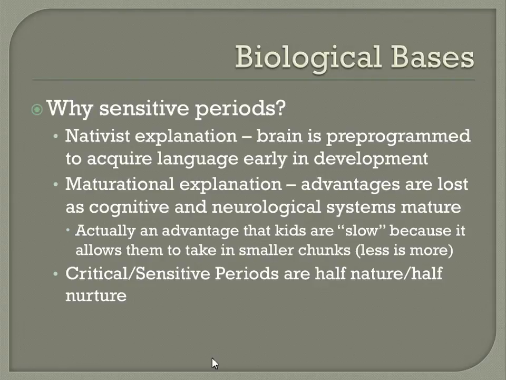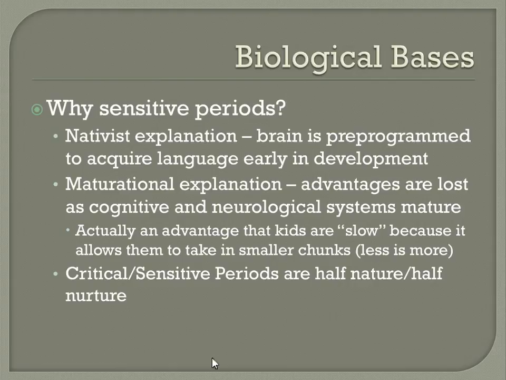Well, the nativist explanation, so remember that anytime you see nativist, we're talking about the nature people, is that the brain is sort of pre-programmed. It's ready to learn, to acquire language early in development. The maturational explanation is that as we age and our systems mature, we sort of prune out things that we're not using, and those cognitive advantages and flexibilities go away. So it's actually an advantage that kids are, I'm going to use this, slow.